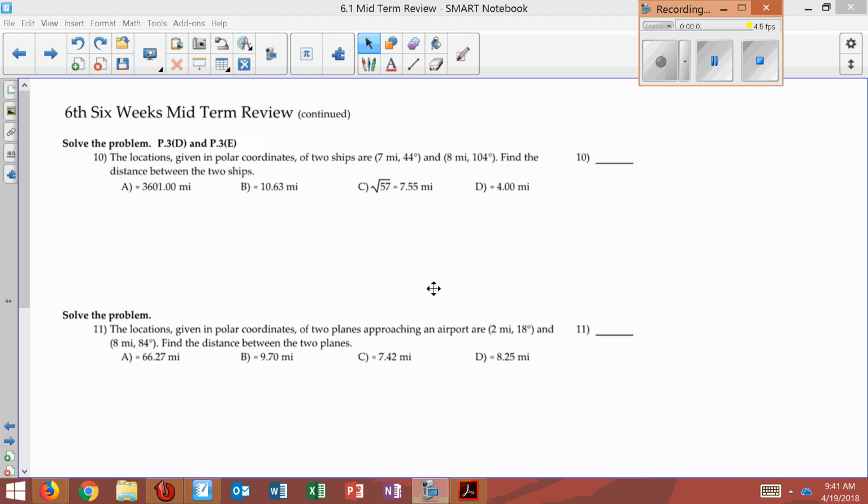Number 10, solve the problem. The locations given in polar coordinates of two ships are 7 miles, 44 degrees, and 8 miles, 104 degrees. Find the distance between the two ships.